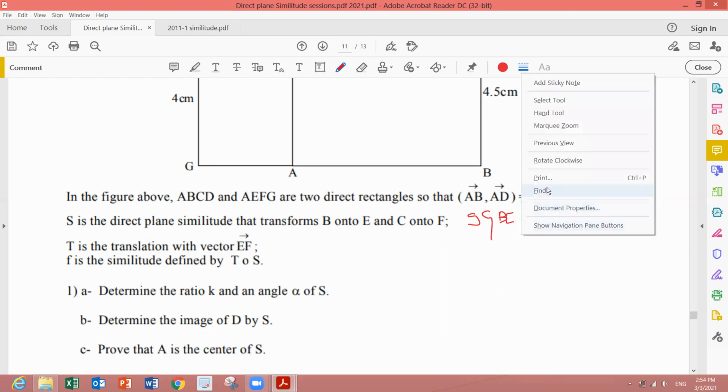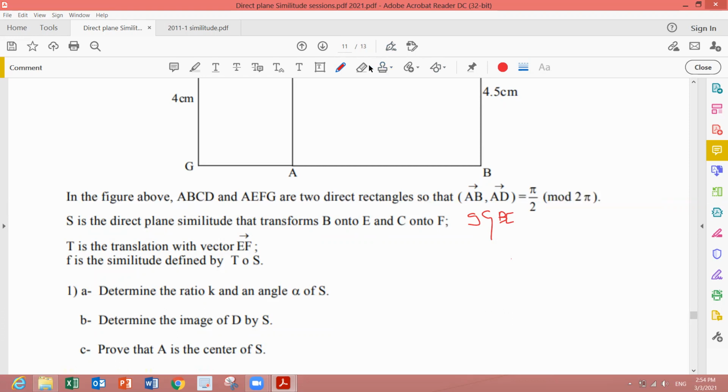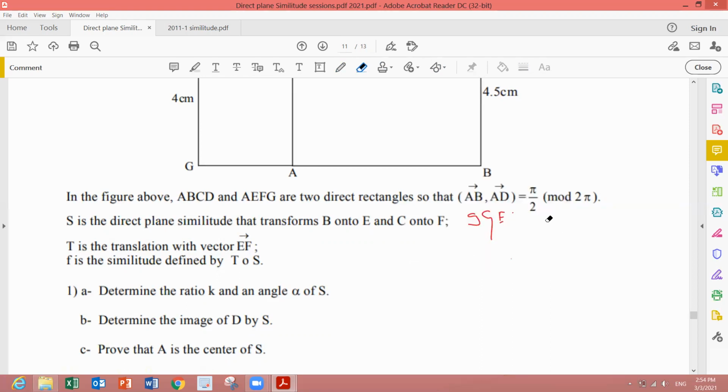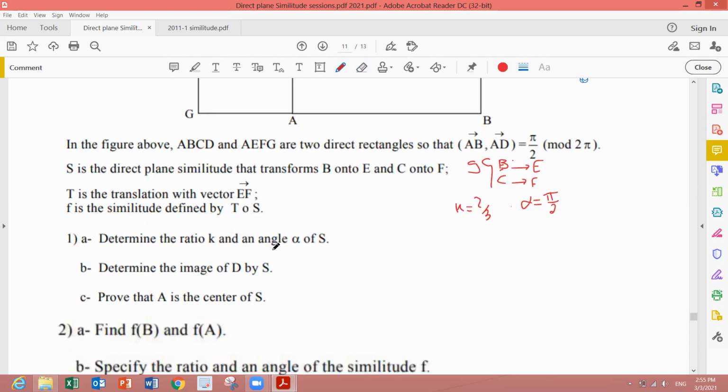B onto E. Teacher, this we did in 1A. Yes, just a quick revision, I will not do it once again. B onto E and C onto F. We found the ratio K equals 2 over 3 and the angle alpha is pi over 2. This we solved yesterday. Part B.